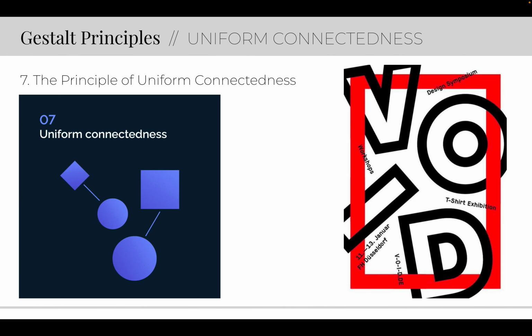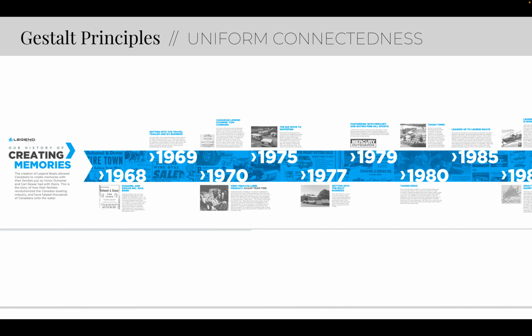The principle of uniform connectedness. This principle proposes that visually connected objects are more related than objects with no connection. For example, in the diagram here on the left, even though there are two squares and two circles, we see the square-circle pairs as more strongly related because the line visually connects them. Designers typically use this principle to visually illustrate a process or connected ideas like you would see on an infographic.